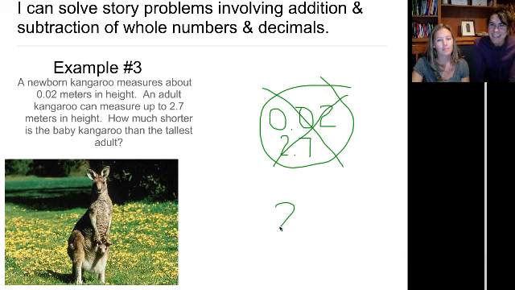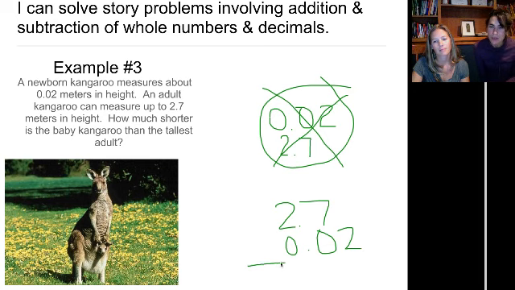All right. So, hopefully, how much shorter is the baby kangaroo than the tallest adult? You are thinking about comparing again. And so we want to subtract to find the difference. So once again, you want to think about using that placeholder and lining up your decimals and numbers, placeholders correctly. So we're going to add that 0 there.